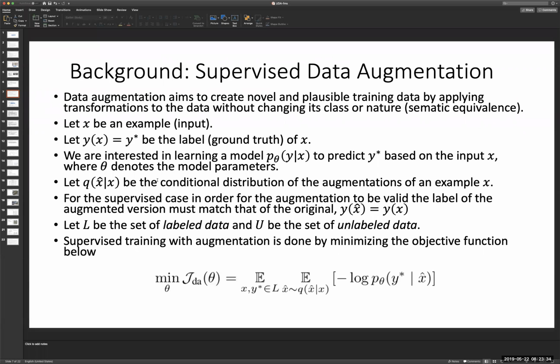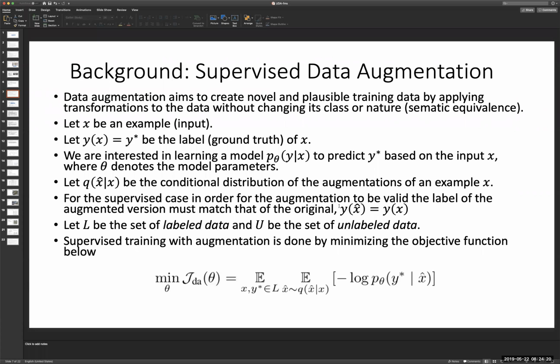So then this is another important point, that we want these augmentations to be valid in that after augmenting the data, the label of the data should remain the same. So mathematically, the notation is that y of x, the label of x, should be equal to the label of the augmented version of x. Another notation that's used is L and U. Capital L is the set of labeled data, and capital U is the set of unlabeled data.